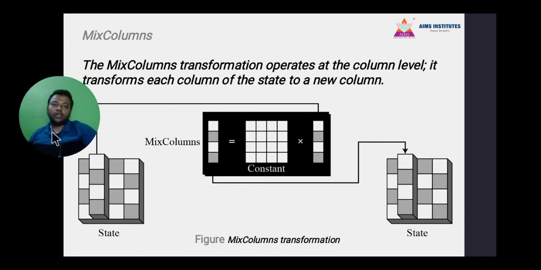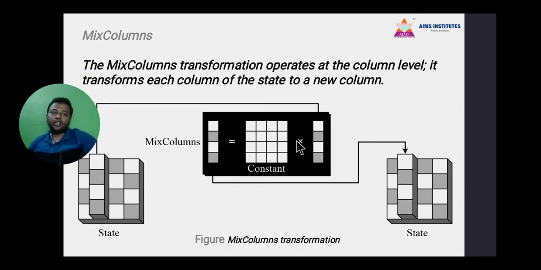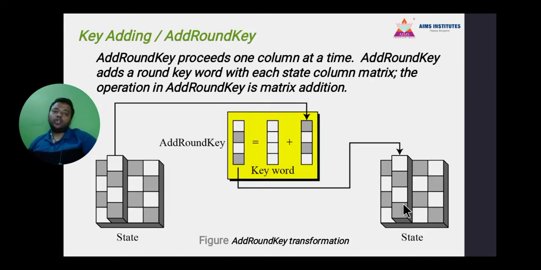When we are using the mix columns function, the state is given and multiplied with a constant matrix element to get the mixed column. Once we get the mixed column, we keep it in the same column place, and the columns get mixed up. The fourth and last round that comes is the add round key.